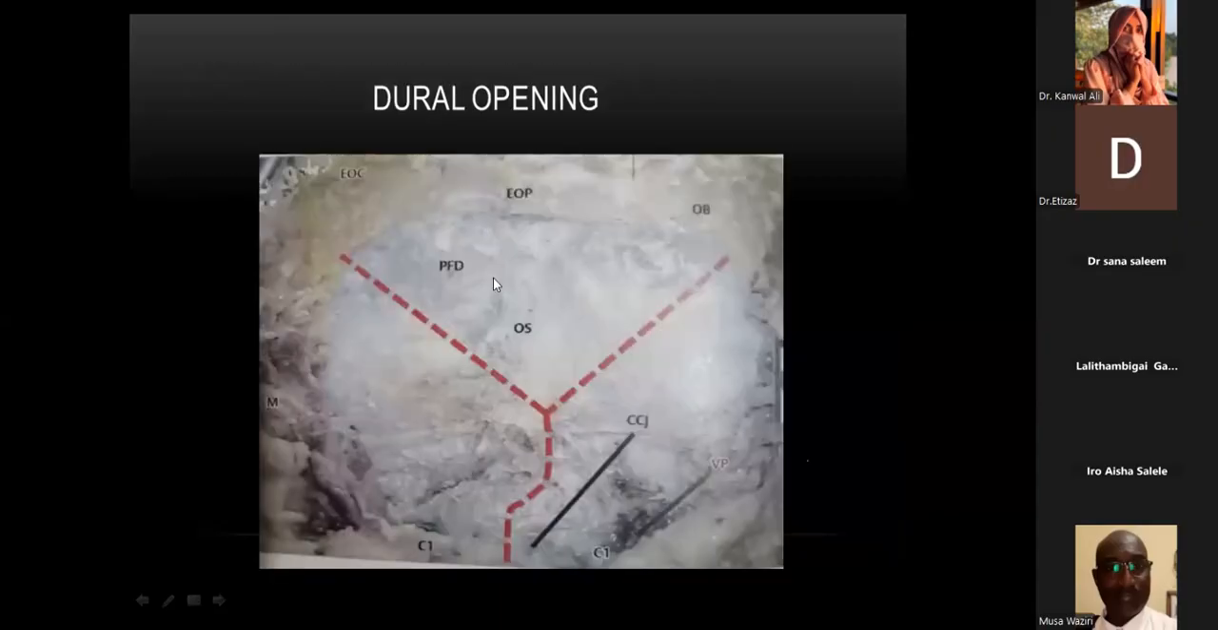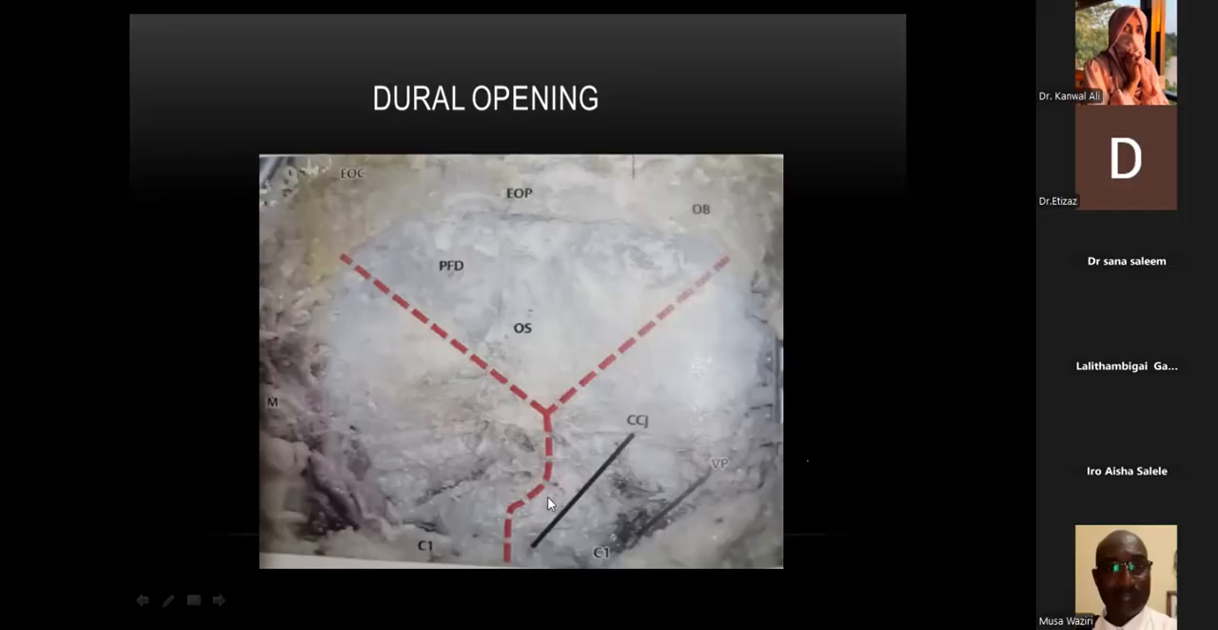After this there will be the dura. We have done the craniotomy. We should know that the dural opening should be done, and we should know some structures. This is the occipital bone, the external occipital protuberance, the craniovertebral junction, the C1 arch, and this is the occipital sinus.